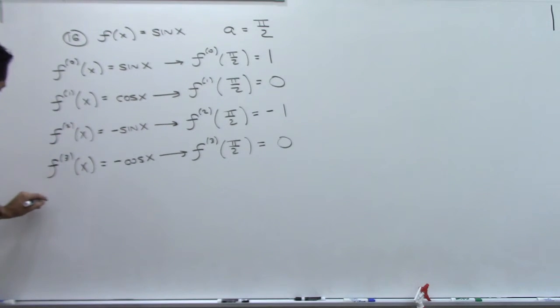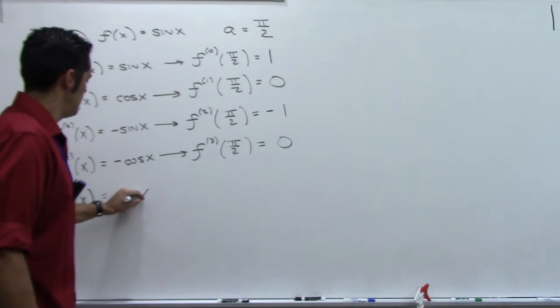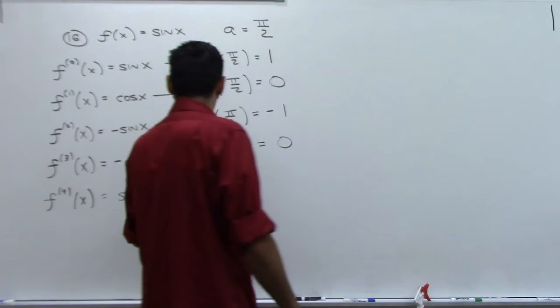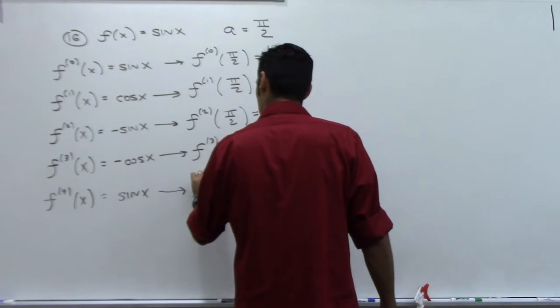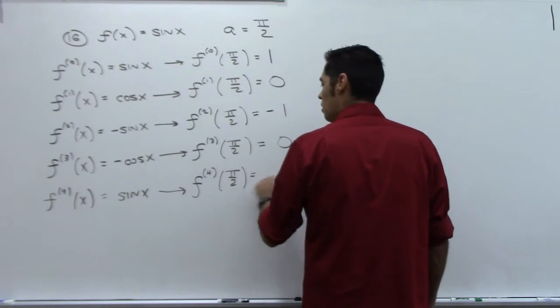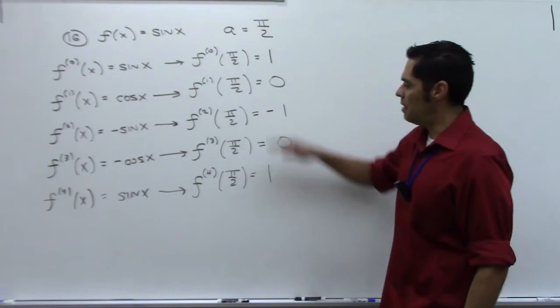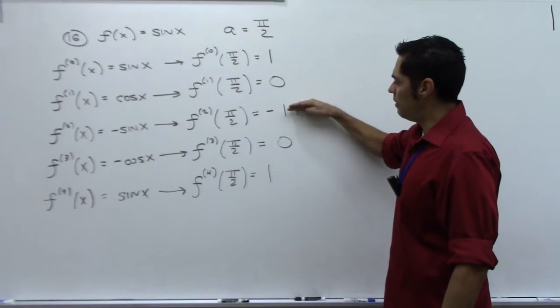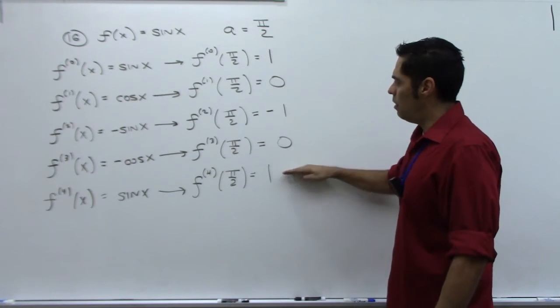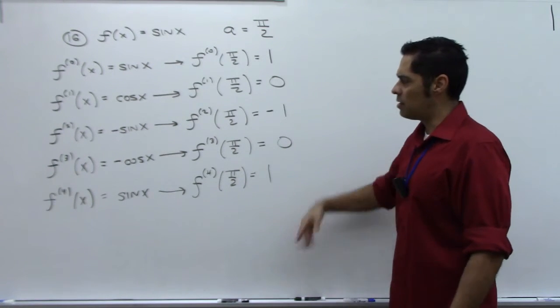Fourth derivative, sine x. We're back to where we were earlier. Fourth derivative at pi over 2 is 1. So what's going to happen now, because we're back to sine, is that we had 1, 0, negative 1, 0. So we're going to have 1, 0, negative 1, 0, 1, 0, negative 1, 0, and that's going to continue.